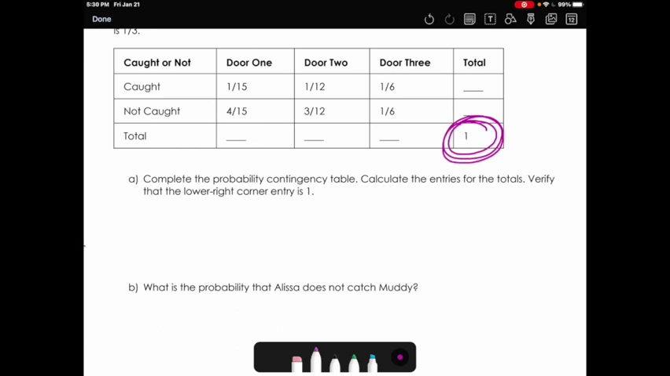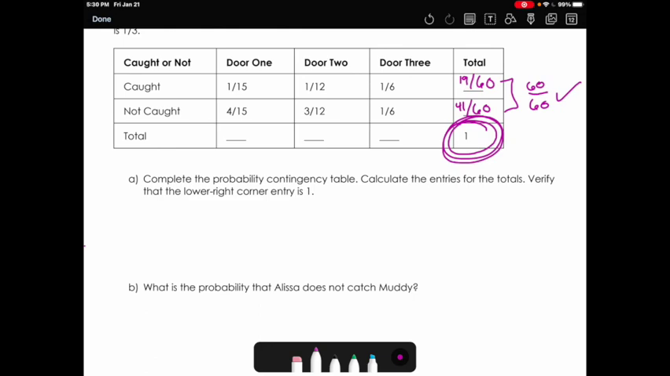Let's see, if we look across the row that says caught, we have 1/15, 1/12, and 1/6. When you add that up, either by hand or using your calculator, you should get 19/60. When we go across the row that says not caught, we have 4/15, 3/12, 1/6, and that gives us 41/60. And then when we add these two together, that gives us 60/60, and that works. That gives us 1.